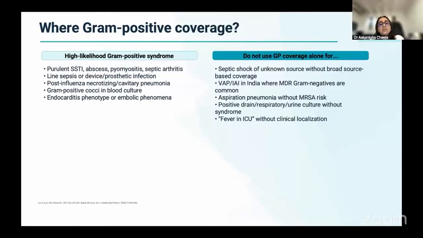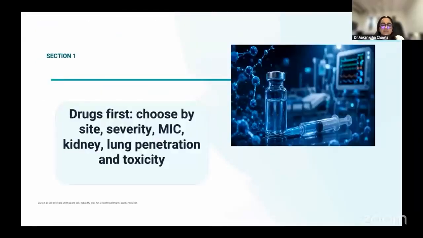You have a patient who has a positive urine culture with a gram-positive bug, but there is no way possible that the patient has a UTI. Do not treat the patient just because there's a report that says positive. Rule out colonization. Fever in ICU without clinical localization could be a non-infective fever. So you need to know when to actually appropriately add gram-positive cover.